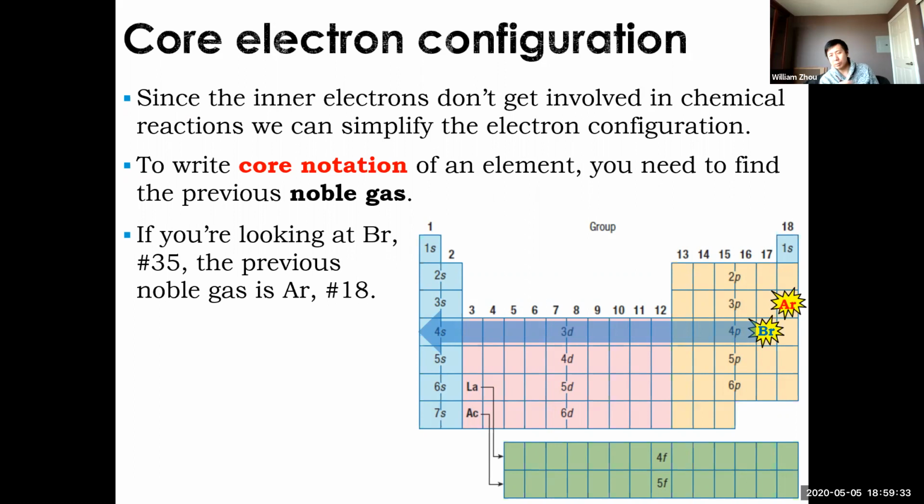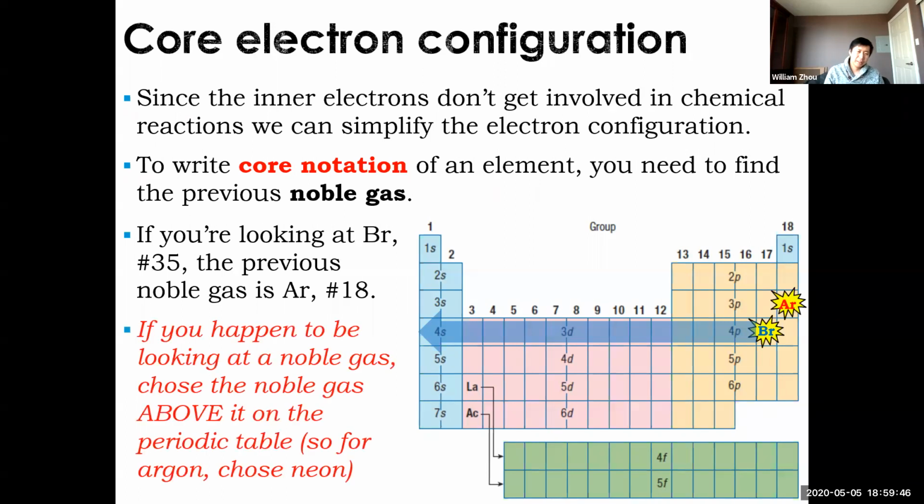Okay, make sure you don't look at krypton, the one after bromine. You have to go back to the previous noble gas. Just because you're sitting right next to a noble gas doesn't mean you can use that one. And also, if you are already looking at a noble gas, you can't just simply use itself. You still have to apply this rule. Find the noble gas that comes before that one, so the guy on top of you, and use that noble gas as the abbreviation, and you have to write what comes after all of those things in the electron configuration.